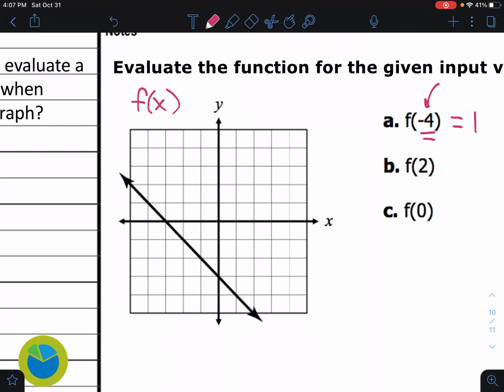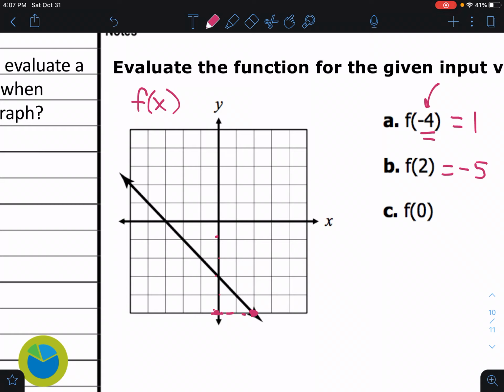Now let's do 2. So find where x is 2. So here's where x is 2. Where does that intersect the graph? Right here. Now you want to look over here at the y-axis. What value is that on the y? So let's see, that's -1, -2, -3, -4, and -5. So this is equal to -5.